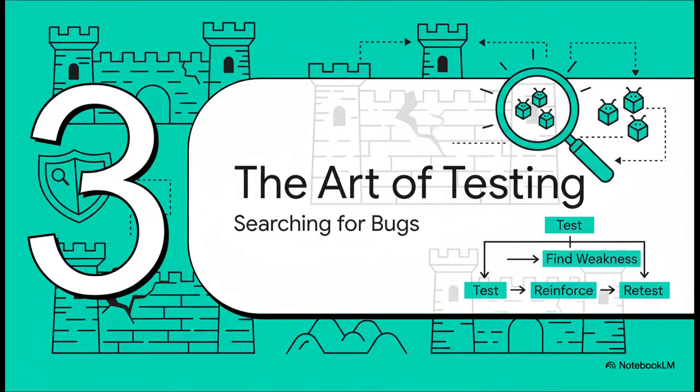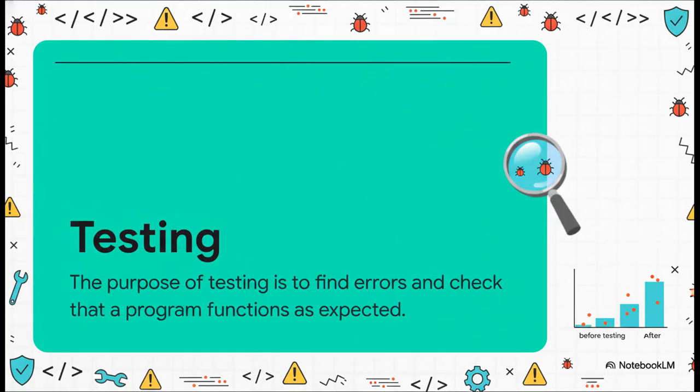Okay, so you've built your fortress using defensive design. But is it actually secure? You can't just assume it is. You have to actively try to find the weak spots yourself. And that, my friend, is the art of testing. The goal of testing is simple, but it's absolutely vital. Your job is to find the bugs before your users do. You are methodically, deliberately trying to break your own creation so you can find every single flaw and fix it.